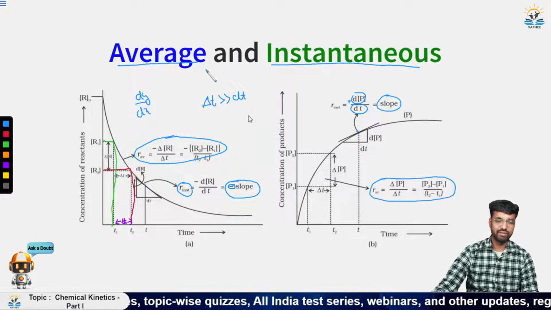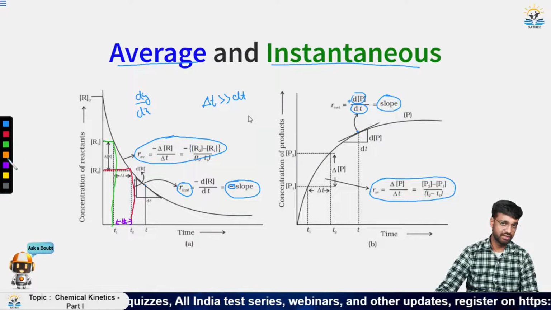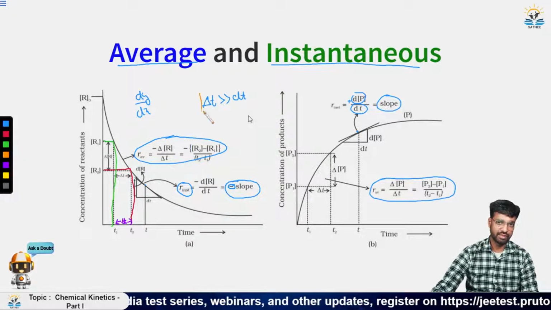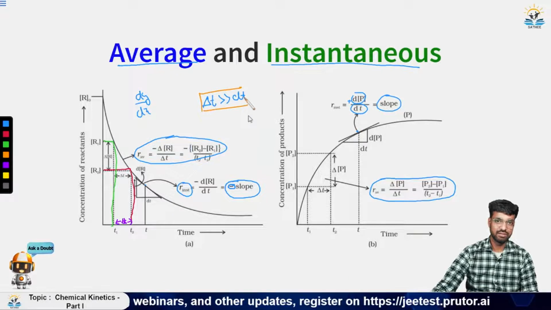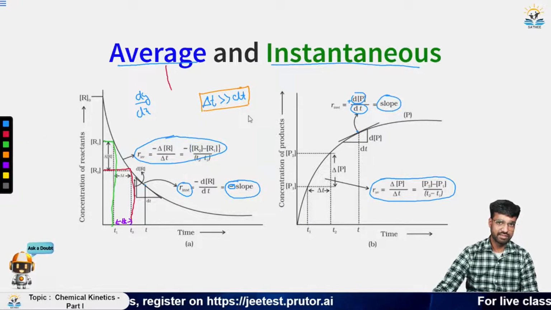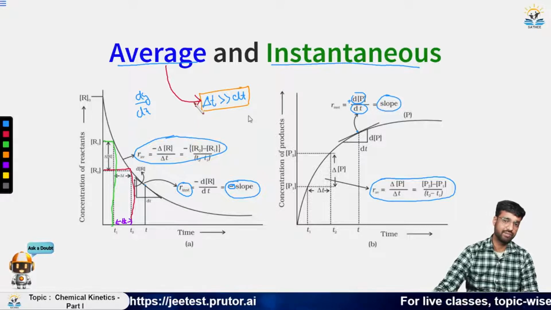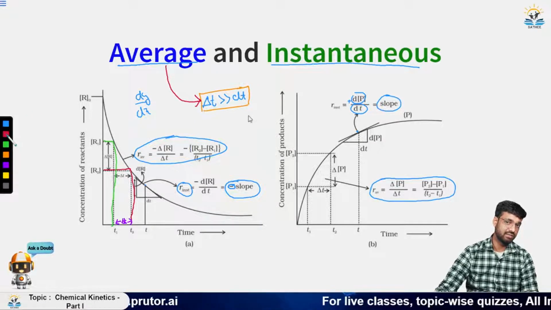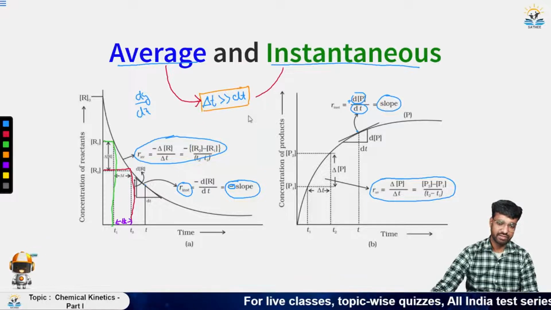So if you want to conclude this discussion over average and instantaneous rate of reaction, you have to include this: for the average rate of reaction, delta t is greater than the instantaneous one, that is dt.